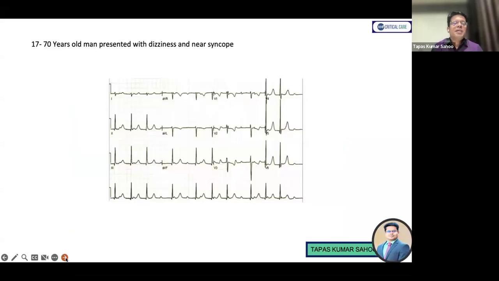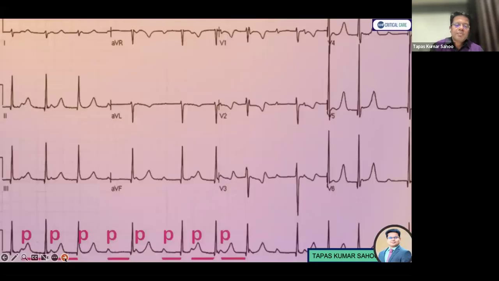Question number 17. A 70-year-old man presented with dizziness and near syncope. What is happening here? Always have a format when you are getting one ECG, how to look at the ECG. Then only you will find some of the abnormalities. I'm just giving you a clue because I know you are all tired after almost 3 hours of discussion. P, P, P. What I am right now trying to show you.